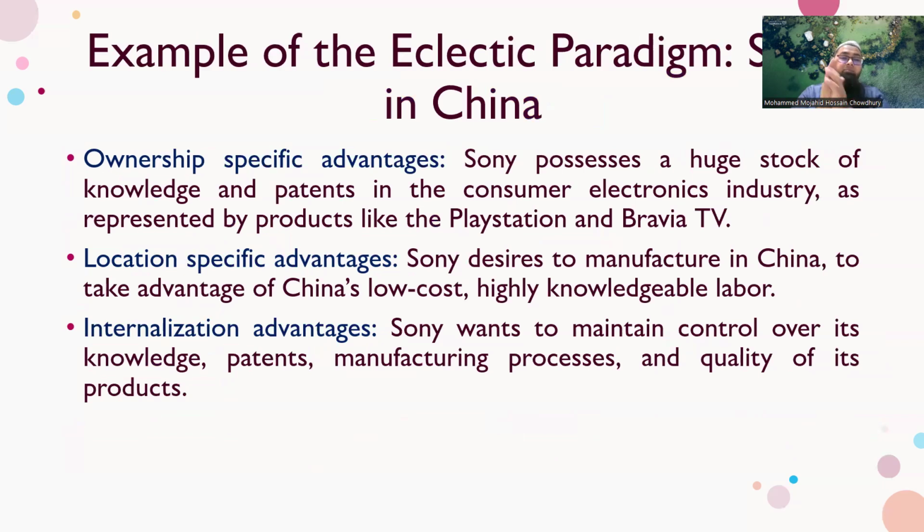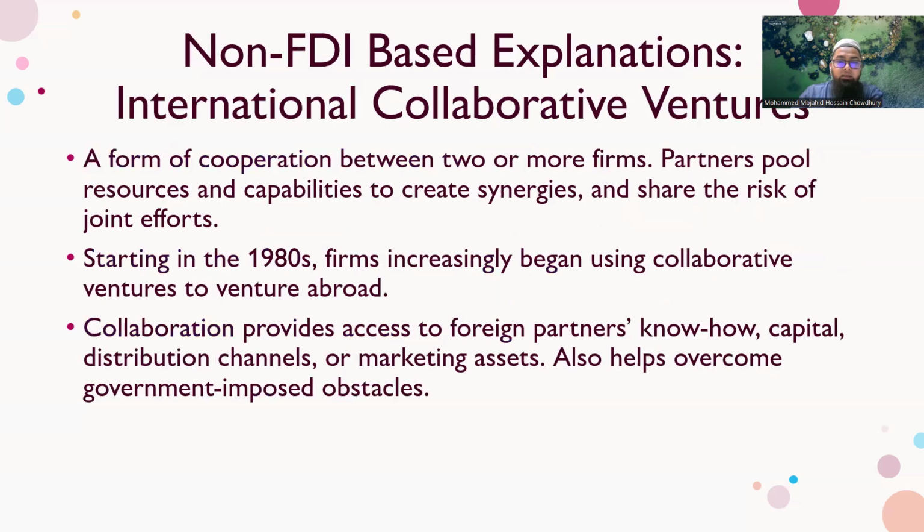So let's have a look at the example of Sony in China. Ownership specific advantage: Sony possesses a huge stock of knowledge and patents in the consumer electronics industry, as represented by products like the PlayStation and Bravia TV. Sony desires to manufacture in China to take advantage of China's low cost and highly knowledgeable labor. With regard to internationalization advantages, Sony wants to maintain control over its knowledge, patents, manufacturing process, and the quality of its product. So this is Dunning's eclectic paradigm.